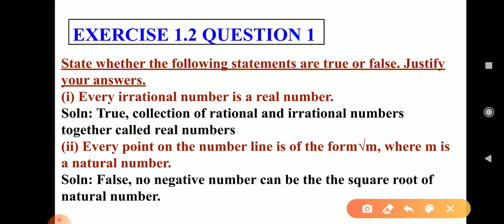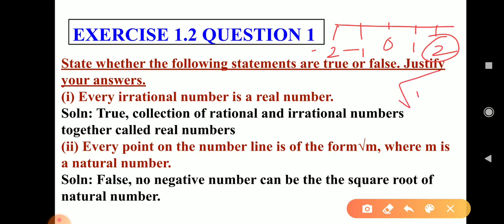Please observe, if I consider the number line: 0, 1, 2, and here minus 1, minus 2, like this. What they are saying is, every point on the number line is of the form root m. If I consider m, in the place of m, if I consider root 2, 2 is a natural number, correct. But if I consider minus root 2, any point, they said every point on a number line.